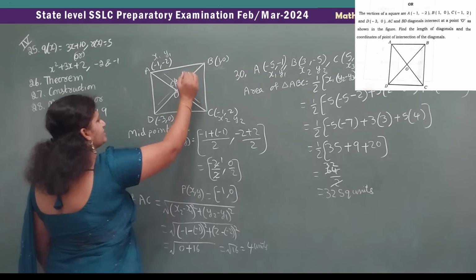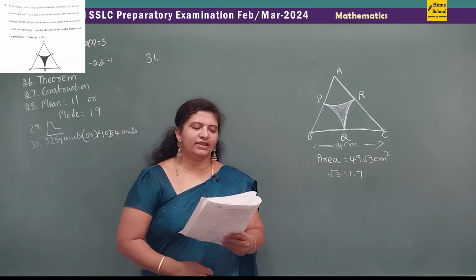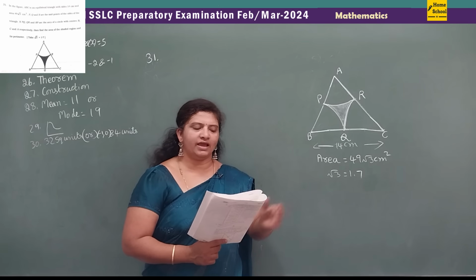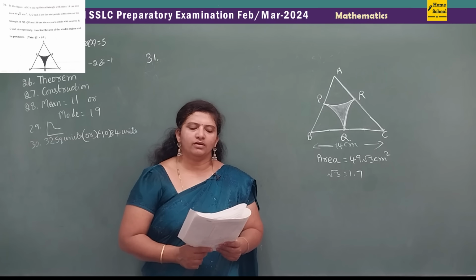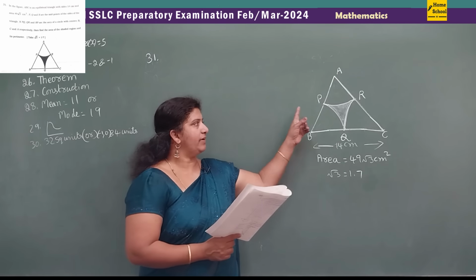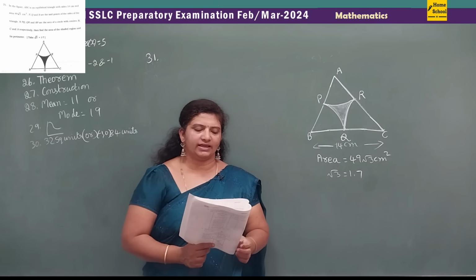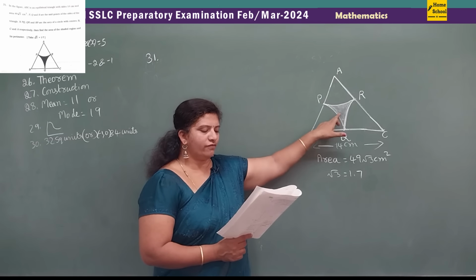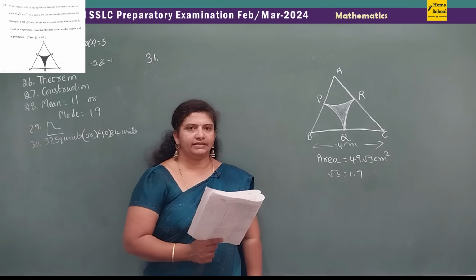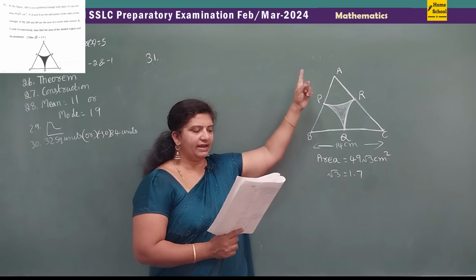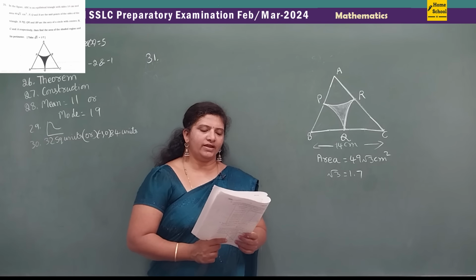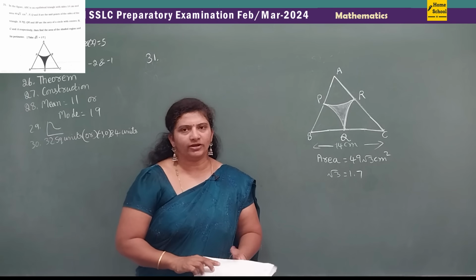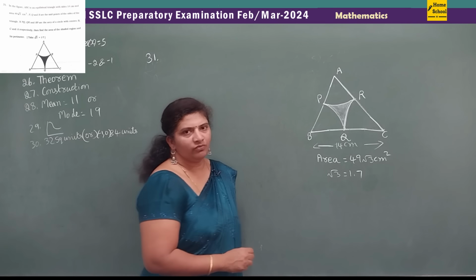4 units. 31st problem. In the figure, ABC is an equilateral triangle with sides 14 cm and area 49 root 3 cm square. P, Q and R are the midpoints of the sides of a triangle. If PQ, QR and RP are the arcs of a circle with centers B, C and A respectively, then find the area of the shaded region and its perimeter. Take root 3 is equal to 1.7. You can see the figure over there.